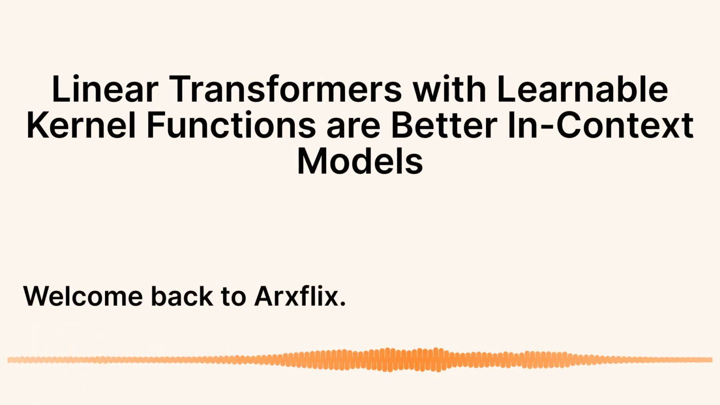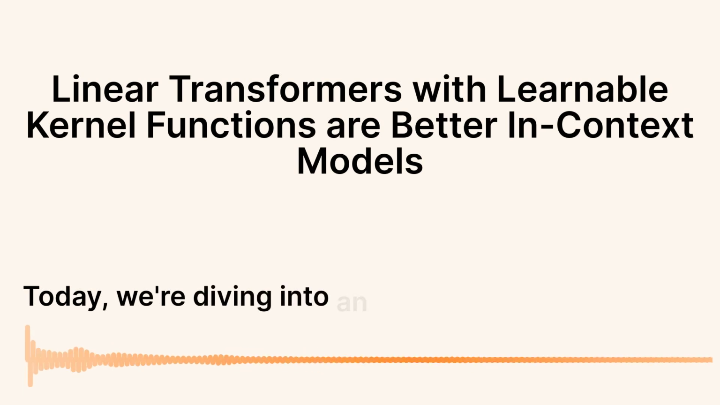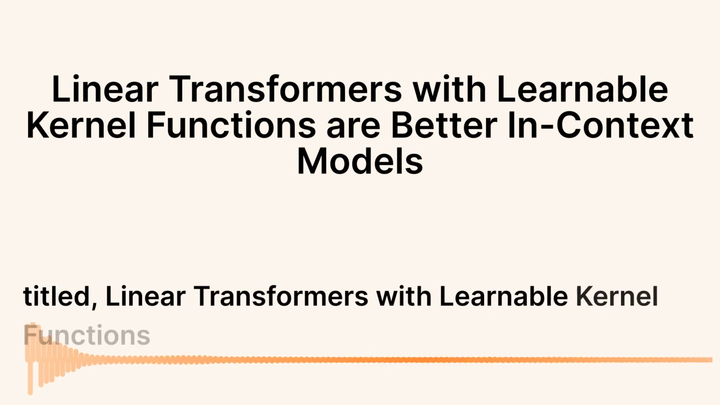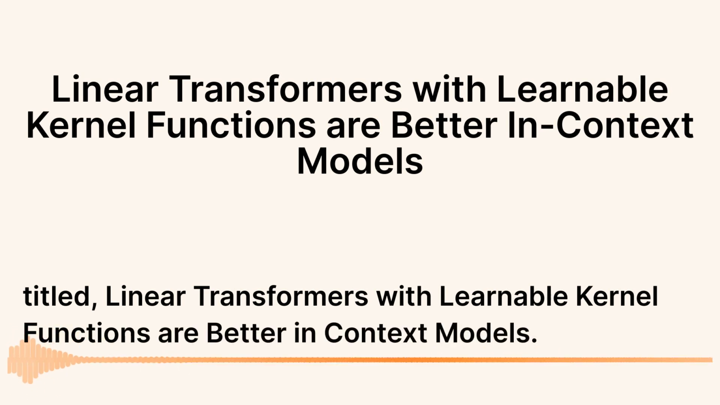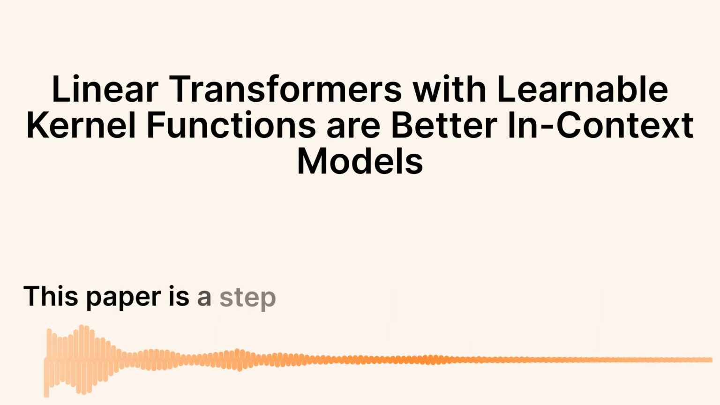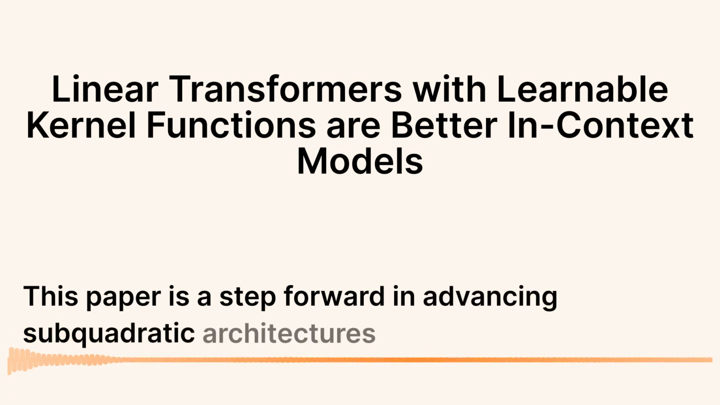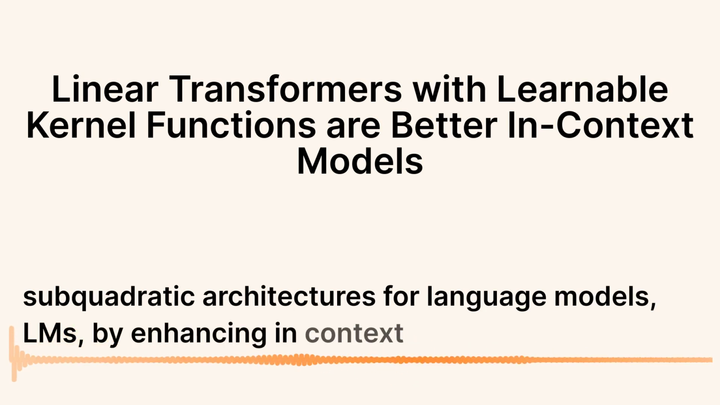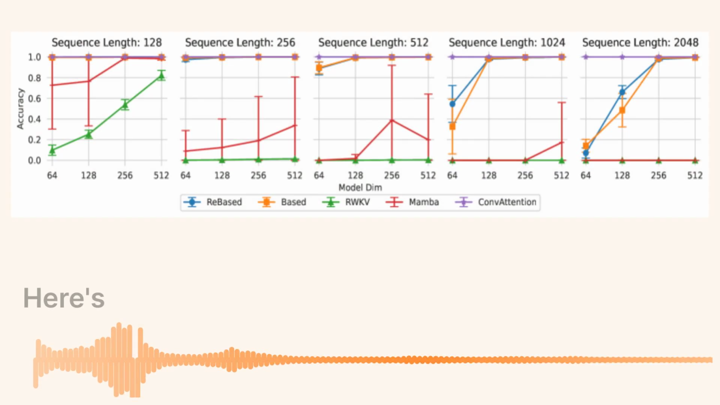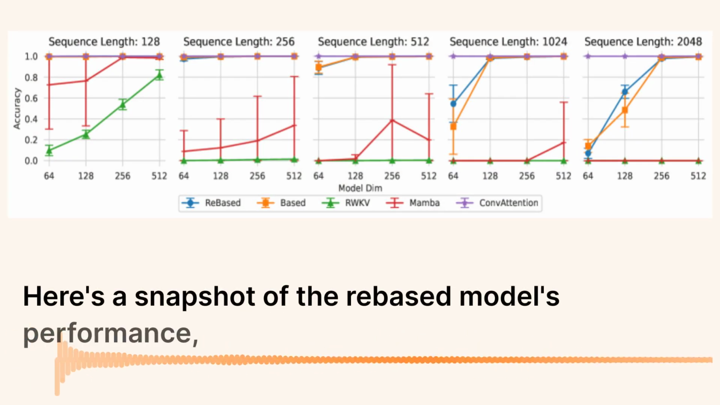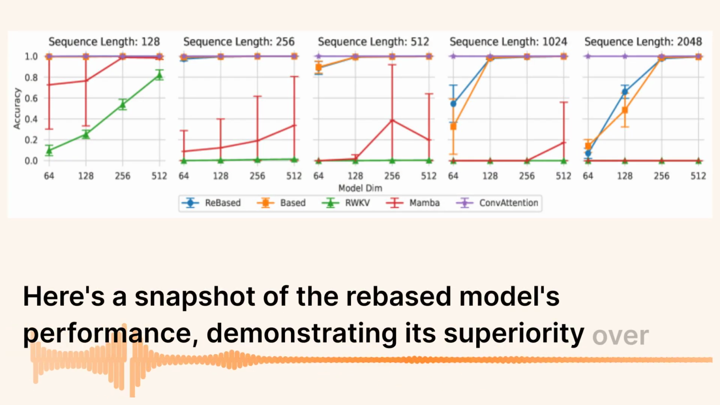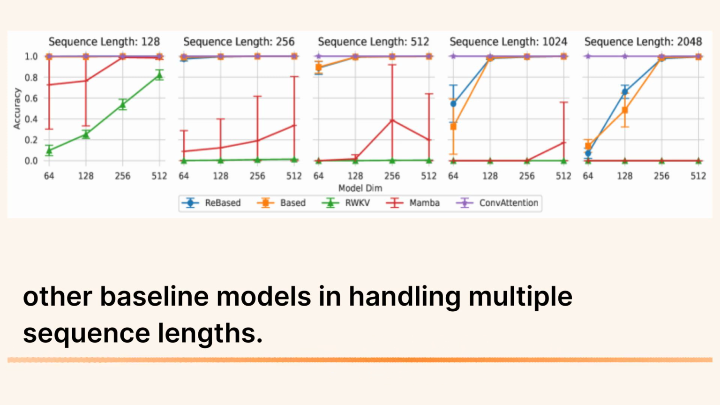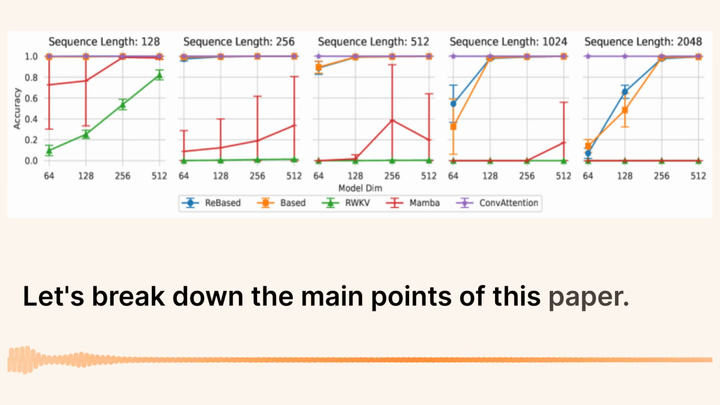Welcome back to Arxflix. Today, we're diving into an intriguing new paper titled "Linear Transformers with Learnable Kernel Functions Are Better In-Context Models." This paper is a step forward in advancing subquadratic architectures for language models, LMs, by enhancing in-context learning capabilities. Here's a snapshot of the ReBased model's performance, demonstrating its superiority over other baseline models in handling multiple sequence lengths. Let's break down the main points of this paper.